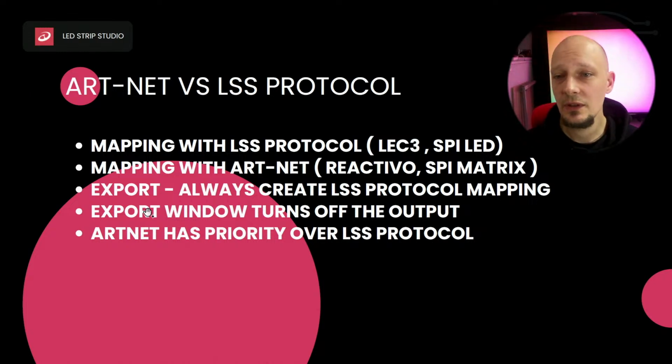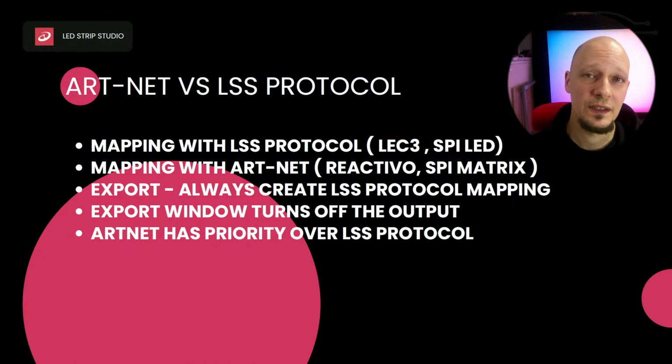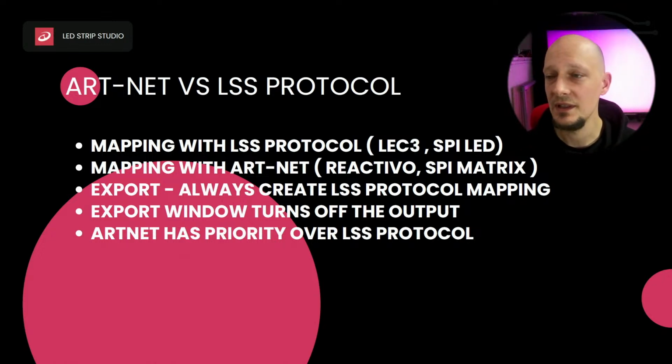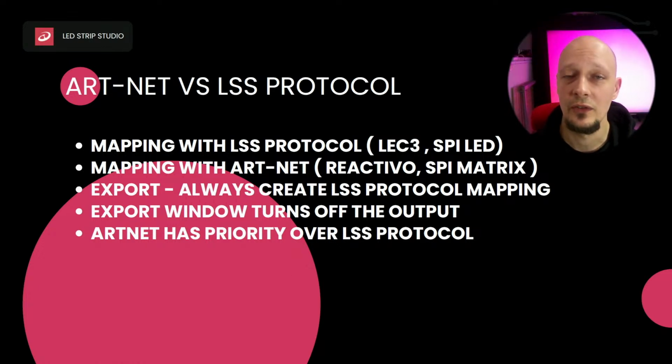Also, what is good to mention is that whenever you open the export window, I will show you that in a minute, it will turn off the output from either ArtNet and LSS protocol. So that way you will export the effects, put them onto the card, and you want to quickly test whether you have exported them properly. Previously you had to turn off the software or change the IP. Again, this is a new feature which sorts this out. You don't have to turn off the software or change the IP. You will just open the export window, and that will turn off the output.